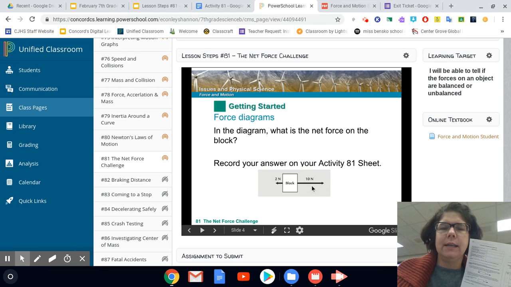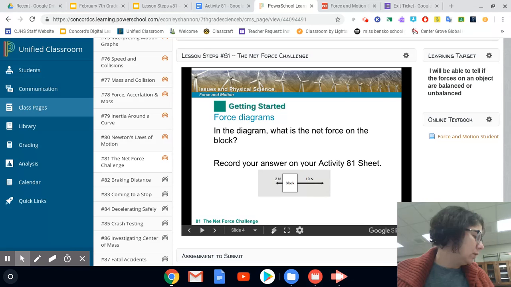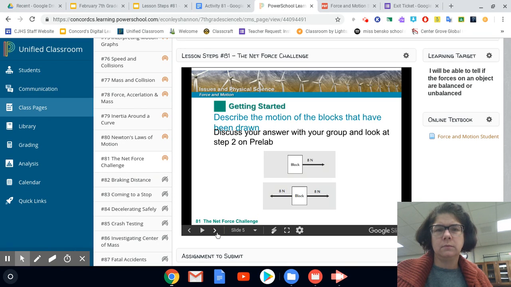So you're going to have to look at the arrows. If we have 10 newtons of force going to the right and 2 newtons of force going to the left, what do you think the total force is and in which direction? Okay. It says record your answer on your activity 81 sheet. And then you're going to discuss it. Hopefully you came up with something that looks a little bit like this. You have a net force of 8 newtons going to the right.